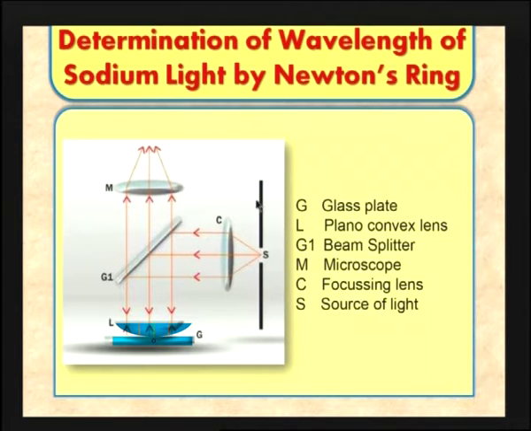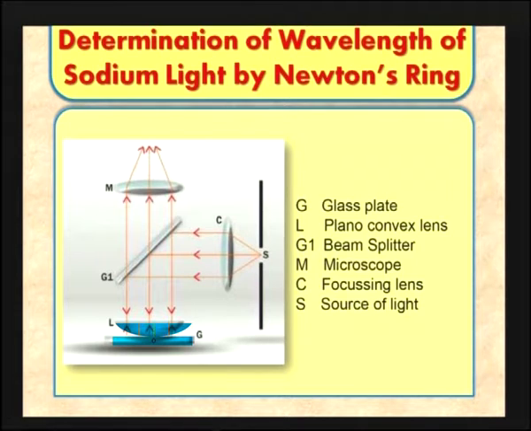G is the glass plate, L is the plano convex lens. You have a lens here, a convex surface and a plane surface, a plano convex lens. G1 is the beam splitter, it allows the light partly to go in this direction, which we are not concerned about. We are concerned only about the reflected light. M is the microscope which is used to observe the Newton's rings. C is the focusing lens, a condensing lens. S is the light source, a monochromatic light beam, as I told you, that is normally used at the bachelor's level.